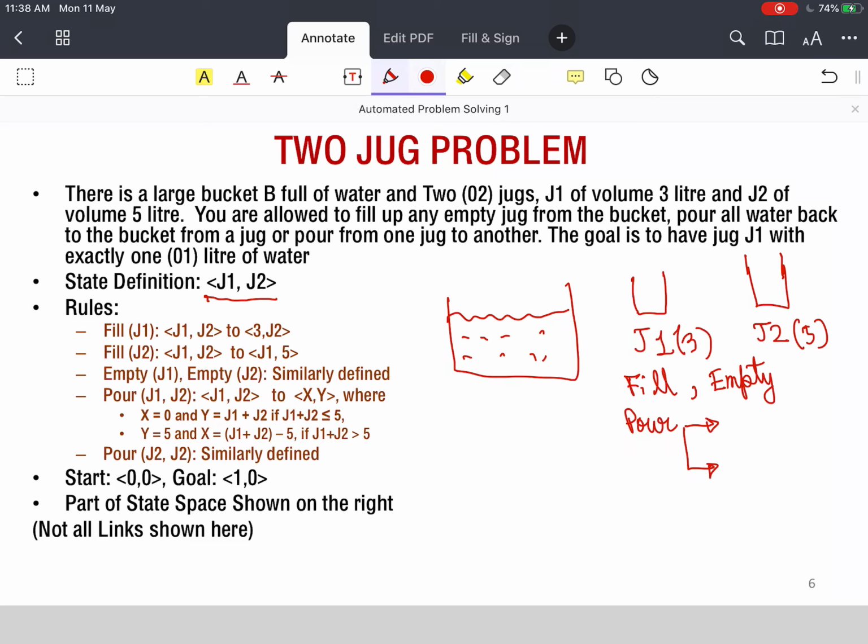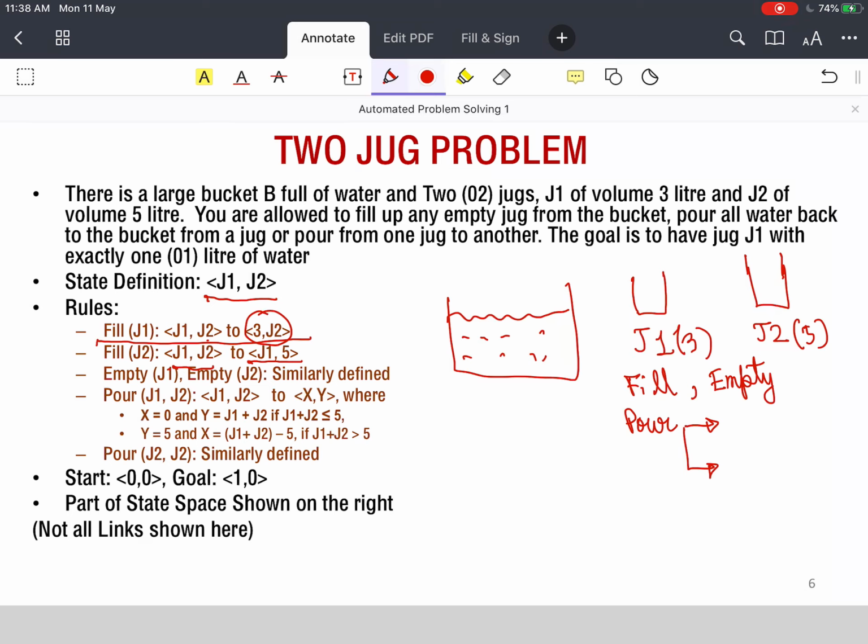And then we have our state transformation rules. For example, if I want to fill J1, then from J1, J2, it will become 3, J2, because J1 can be filled by 3. If I fill J2, then whatever is J1, J2, it will become J1, 5. Similarly, empty J1: if the configuration is J1, J2, it will become 0, J2.